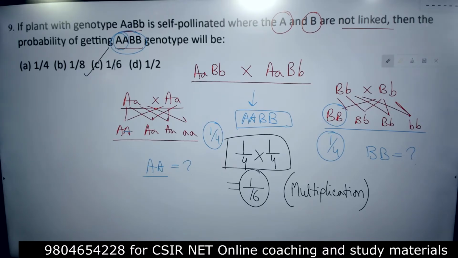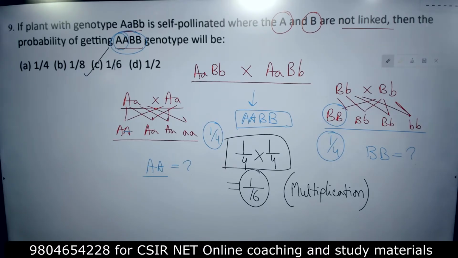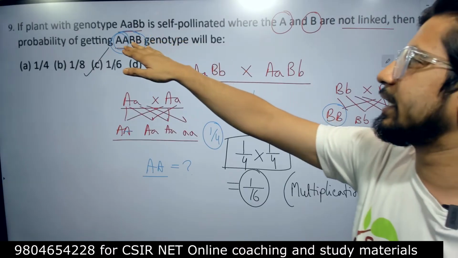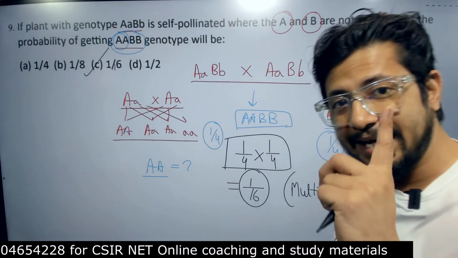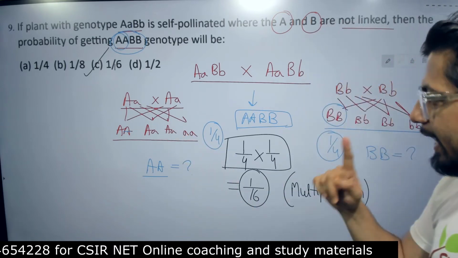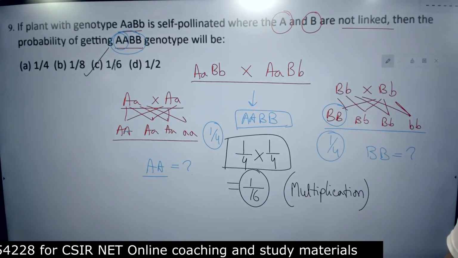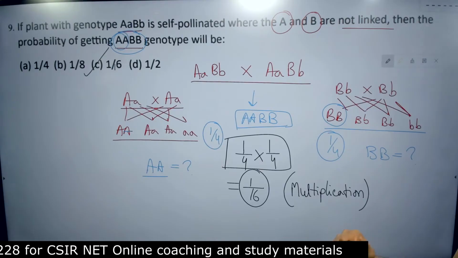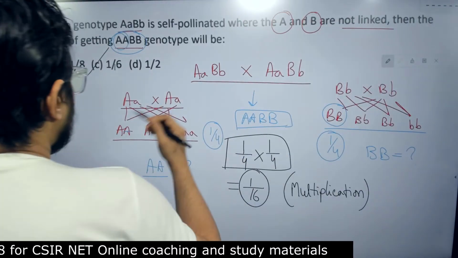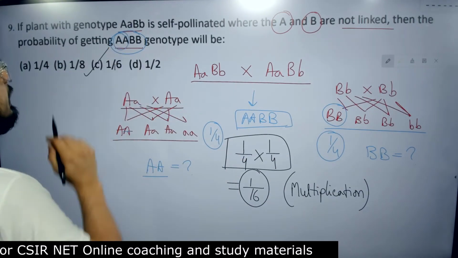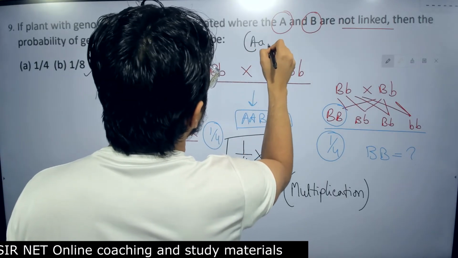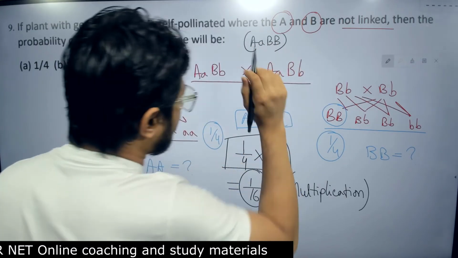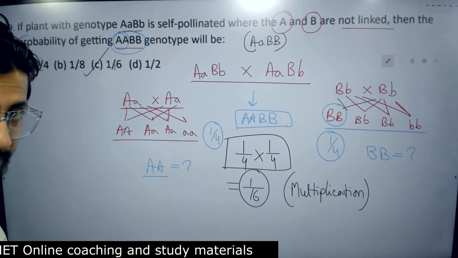That is option number C, where we know that the probability of getting capital B is 1 out of 16. One out of 16 times this situation will occur, a genotype will come that will produce capital B. So for any kind of problem, if they ask you a question that instead of capital B, they ask what will be the probability of getting capital A, small a, capital B, then what happens? Think about it.